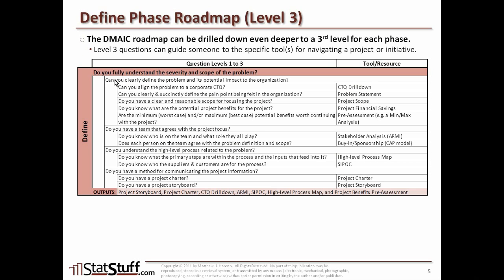So as we did before, we would ask ourselves at the top level, do you fully understand the severity and scope of the problem? If you cannot answer yes, then we would ask ourselves this next second level question, can you clearly define the problem and its potential impact to the organization? Again, if you cannot answer yes to that question, then you go to this first question that's within the third layer of that. That is, can you align a problem to a corporate CTQ? Well, if you cannot or are not sure what that is, then you would use the CTQ drill down to help you in answering that question.